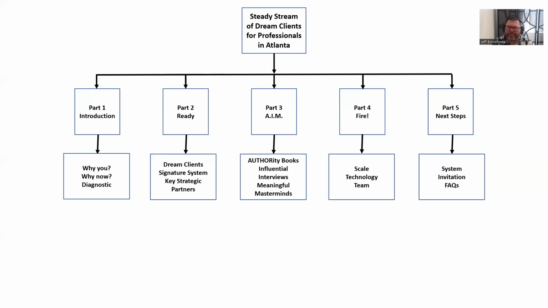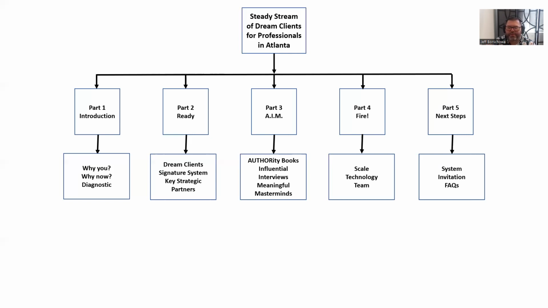Under part 3, our aim section is authority books, influential interviews, and meaningful masterminds. So we help people write books. We then show them how to launch an interview series or a podcast. And last but not least, how to host a mastermind. Now, in part four, our fire stage of Clientology, we show them how to scale, how to build the technology in, and how to build the team. So scaling, we're looking at eliminating; technology, we're looking at automating; and team, we're looking at delegating.